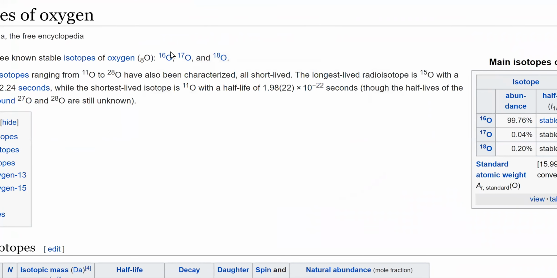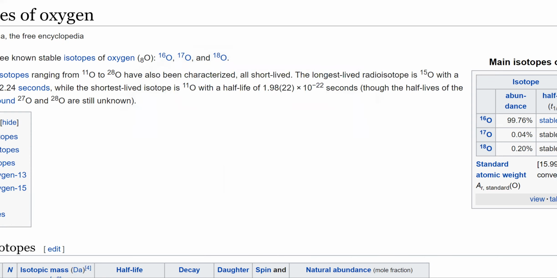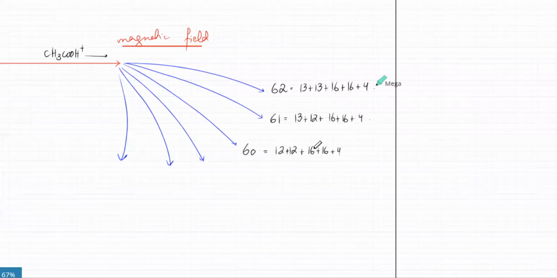But if I just hover on this one, then you'll realize that almost 99.8% of all oxygen is actually oxygen 16. The reason I'm not talking about the other isotopes is that they are very rare, 0.04%. Oxygen 18 is about 0.2%, but it's relatively very rare. So I'm not even considering the other isotopes because they're very hard to detect. They're probably not going to appear. The percentage abundance is very, very low.